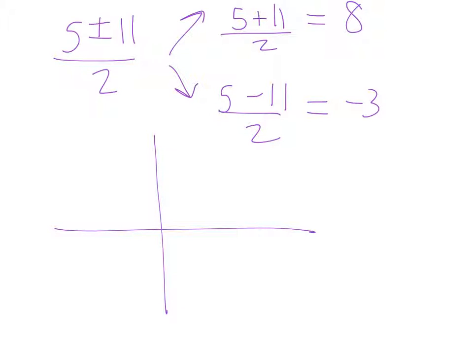At the beginning it said x equals. That means these are my two x values. So that means my graph is going to cross at 8. And my graph is going to cross at negative 3. So what you guys just found using the quadratic formula were your two intercepts.